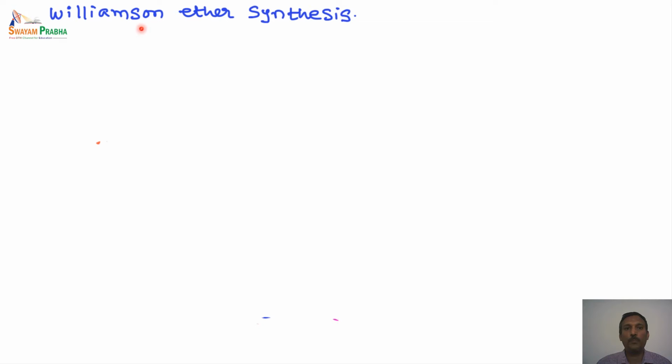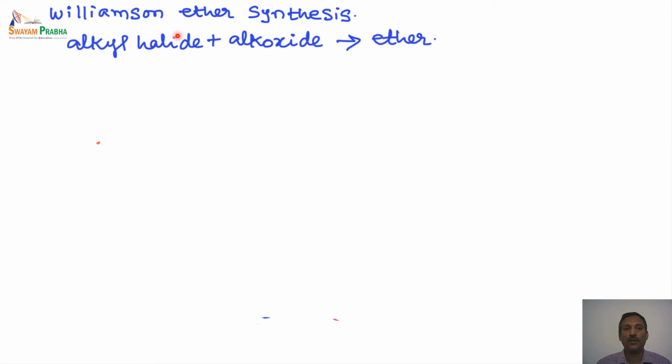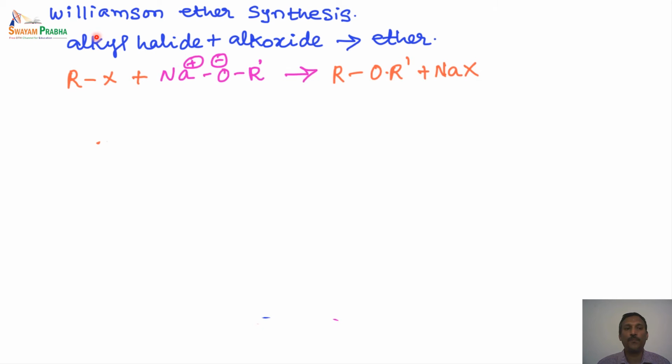Let us now look at an important synthesis of ethers, that is the Williamson ether synthesis. In this particular reaction, an alkyl halide and an alkoxide are treated to form an ether. So this is the basic method by which ethers can be synthesized using the Williamson ether method. Here RX is the alkyl halide. This is treated with the alkoxide, that is the corresponding alcohol sodium salt, to give the ether, and sodium halide is formed.